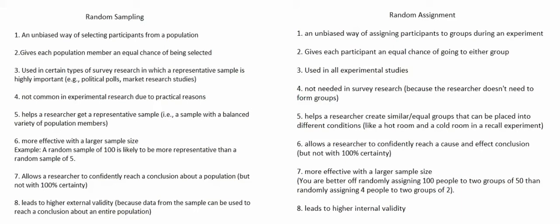So let's start going down the list. As I go down the list, I'm going to be going back and forth just to help you compare and contrast the two types, random sampling and random assignment. So let's start with random sampling. Random sampling is an unbiased way of selecting participants from a population.